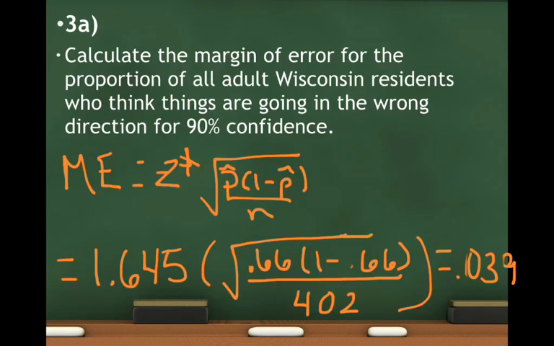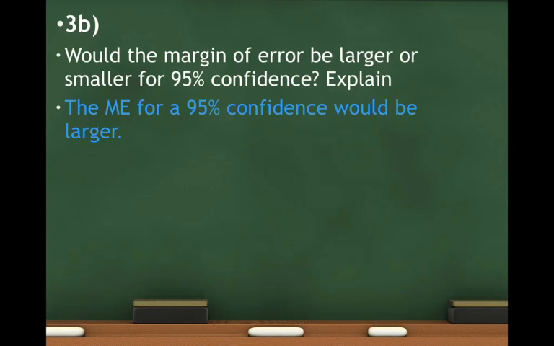And so let's just think about this. This is our margin of error for 90%. Do you think if we did this for 95%, would the margin of error be bigger or smaller than the 90%? What I am asking is, for the margin of error, would it be larger or smaller for 95%? Well, for 95% confidence, the margin of error would be larger.